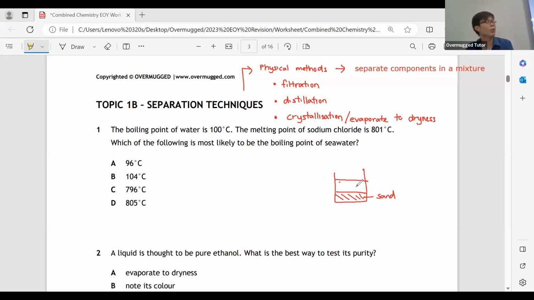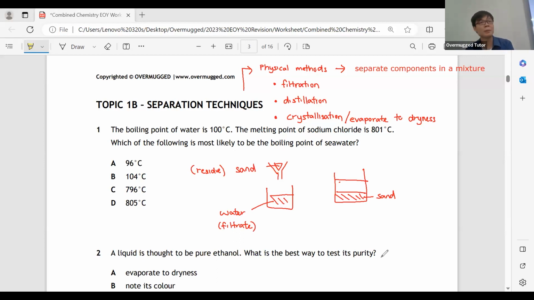Now, how do you separate the sand from the water? You simply carry out filtration, right? And after you do filtration, your sand is collected as the residue, while your water is collected as the filtrate. After filtration, is there any new substance formed or not? There isn't, it's still water and sand.